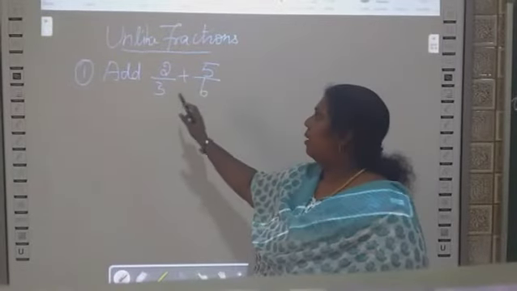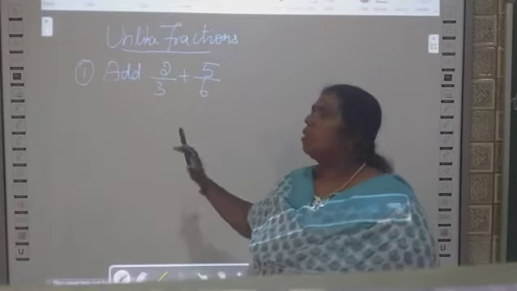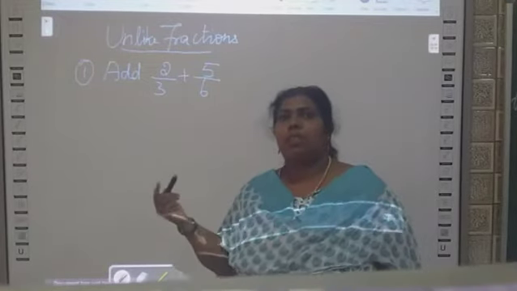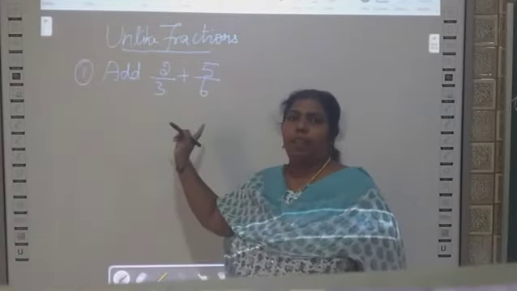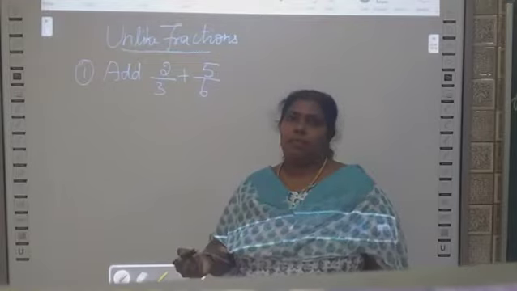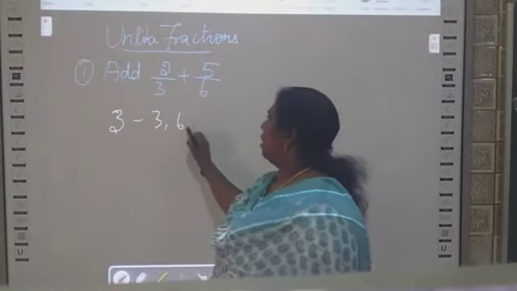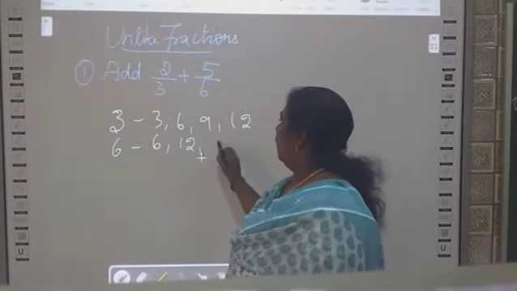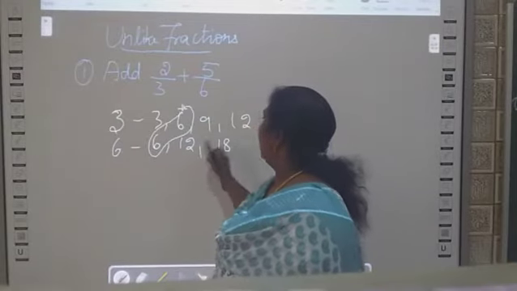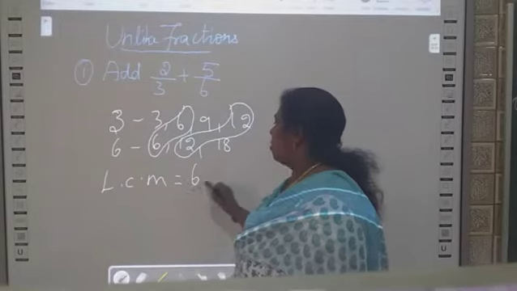See the first example. Add 2 by 3 plus 5 by 6. See the denominators here, they are different, isn't it? So if the denominators are different, which is unlike fractions, how do we add? First we have to make the denominators equal. So for 3 and 6 we have to find the LCM first. LCM means lowest common multiple. Multiples of 3 are 3, 6, 9, 12. Multiples of 6 are 6, 12, 18. So the common multiples are 6 and 12, but we want to take the lowest common multiple, which is 6.